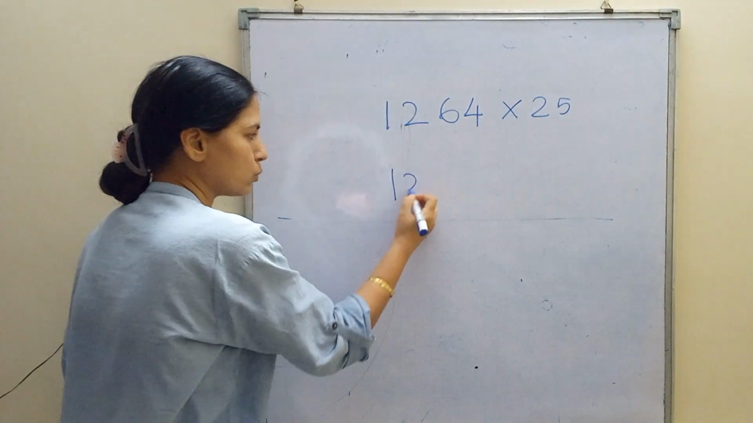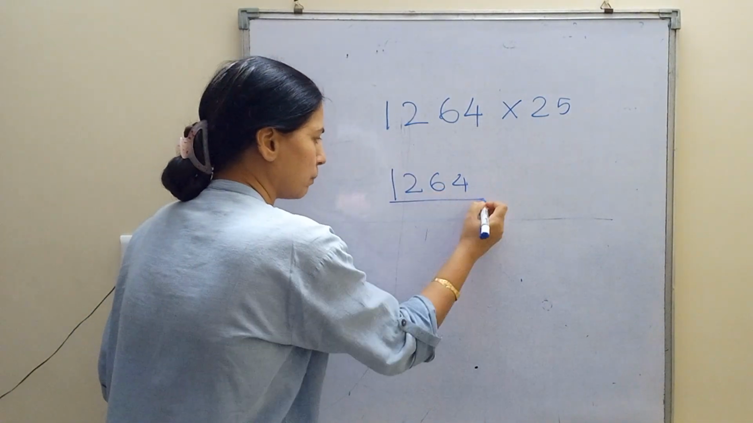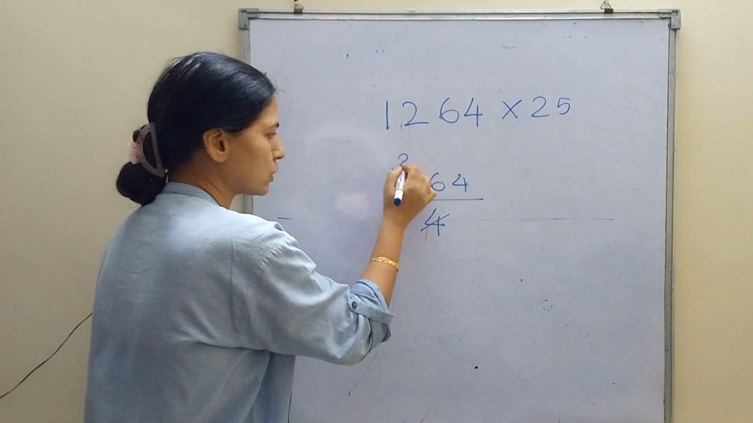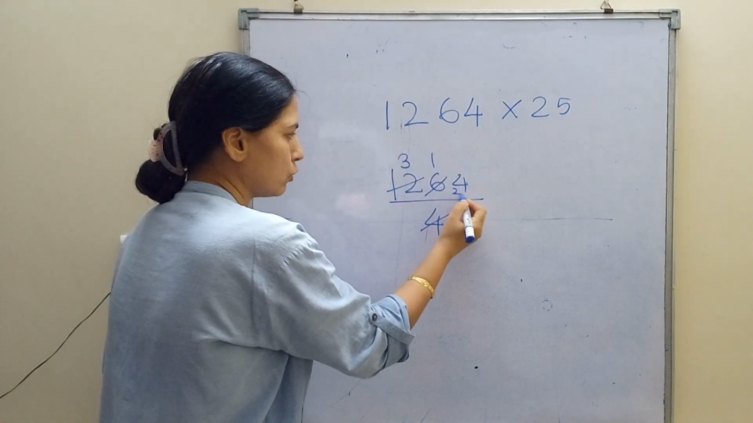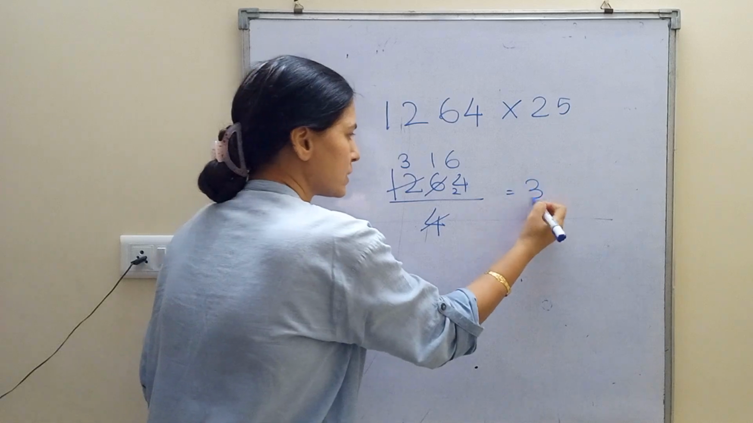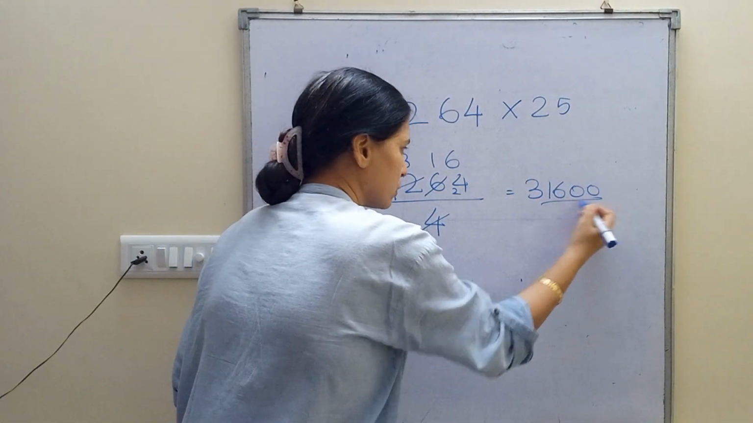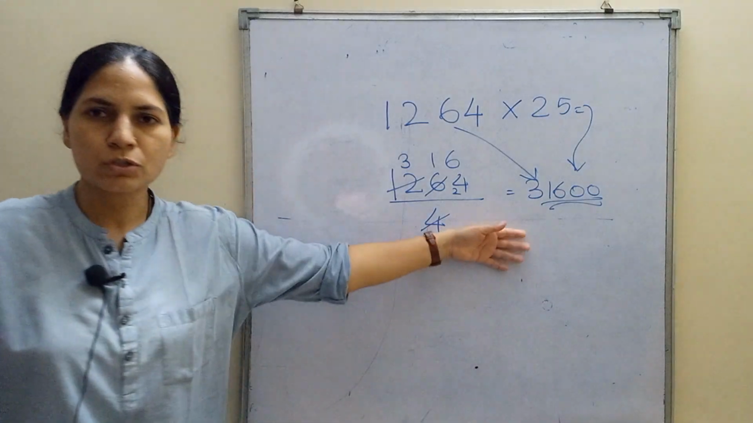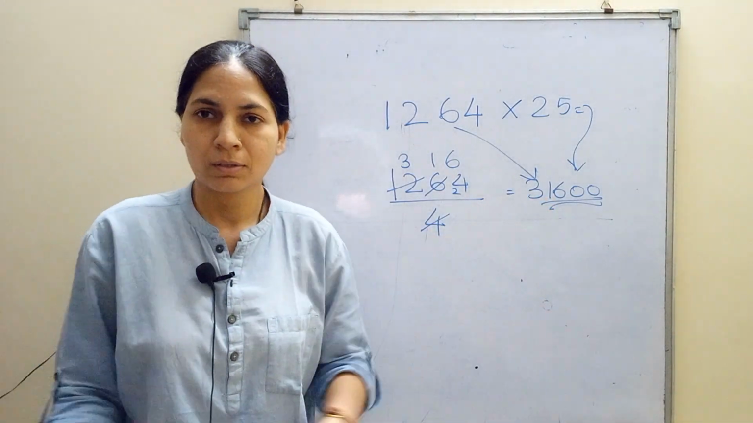What you have to do is 1264 upon 4. How will you divide this? 4 1s are 4, 4 3s are 12, 4 1s are 4, 4 6s are 24. Just add 2 zeros. That's it. So this is the answer to this. Students, don't you think this is damn easy?